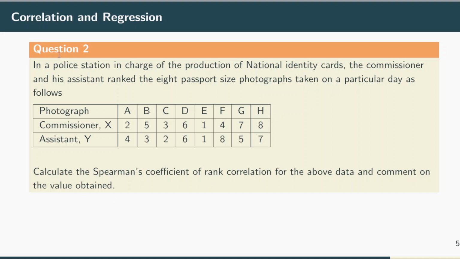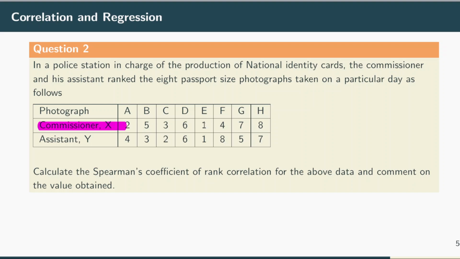Now looking at question 2, the question reads: in the police station in charge of the production of national identity cards, the commissioner and his assistants ranked the 8 passport-size photographs taken on a particular day as follows. So here we have the 8 passport-size photographs, A, B, C, D, E, F, G, and H, and we have the ranking based on the commissioner. So these are the values of the ranking.